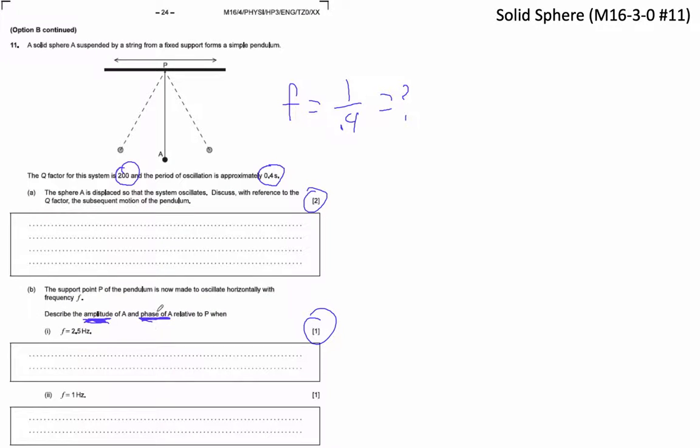Interestingly, though, the phase is not in the mark scheme. I don't know why. Okay, but I'm pretty sure I got it right. Then they say at 1 hertz, they drive it at 1 hertz. Well, this system wants to oscillate at 2.5 hertz, right?